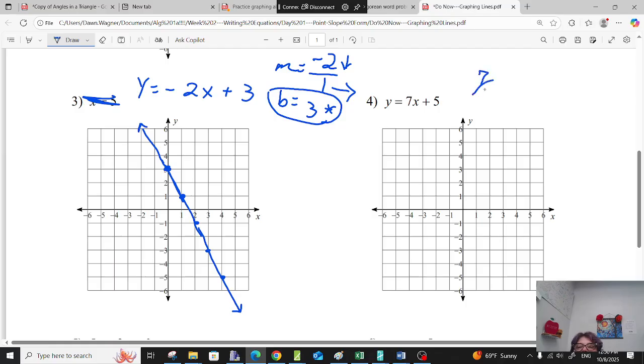And that's called what? That's your slope. That's M. And 7 is positive, so that means going up. And 1 is positive, so it goes that way. And then what's B? Positive 5.